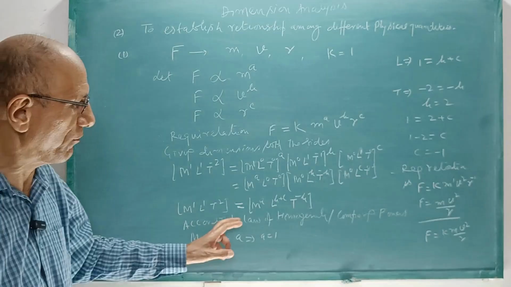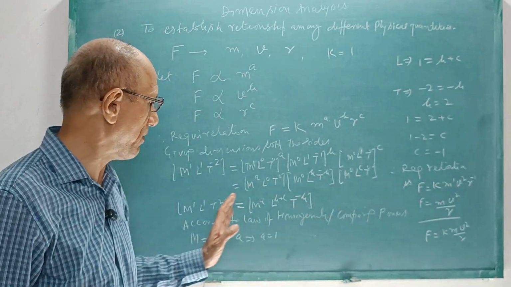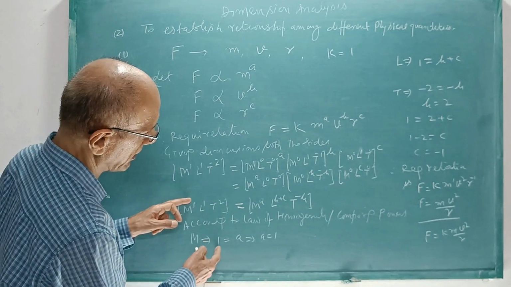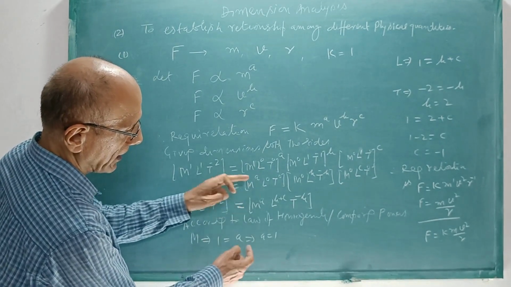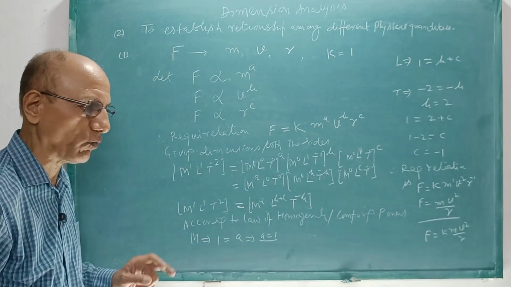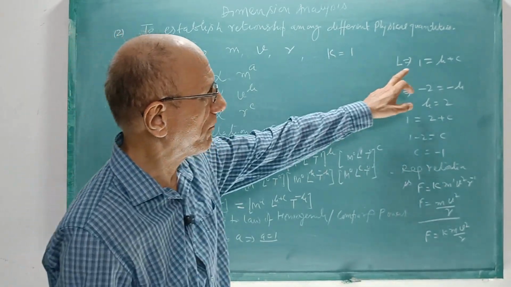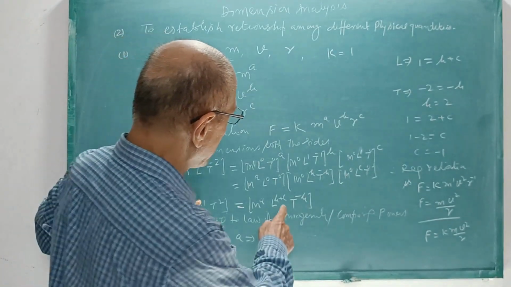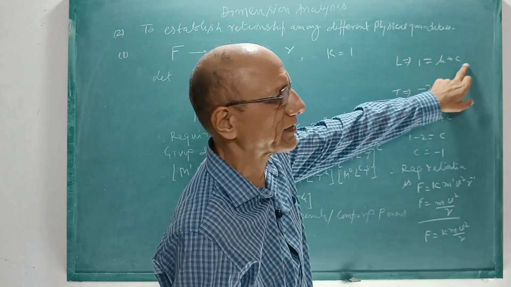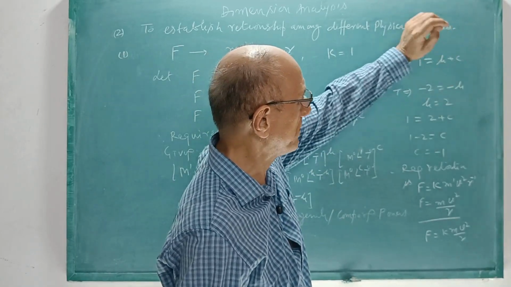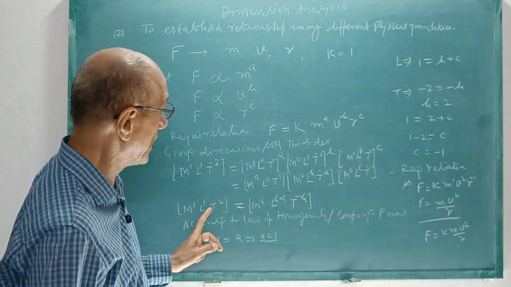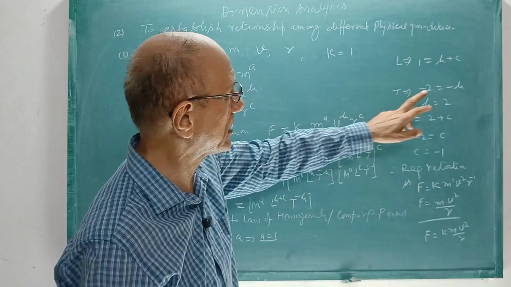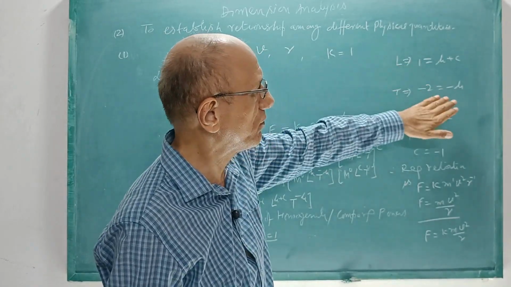So according to the law of homogeneity we can compare the powers of m. Comparing the powers of m, here it is 1 on the left hand side and on the right hand side it is a. So from here we get a equals 1. Now comparing the power of l, on the left hand side we have 1 and on the right hand side it is b plus c. So 1 equals b plus c. For the time being we will leave it and go for t. Now comparing the powers of t, it is minus 2 on the left hand side and minus b on the right hand side. This gives you b equals 2.